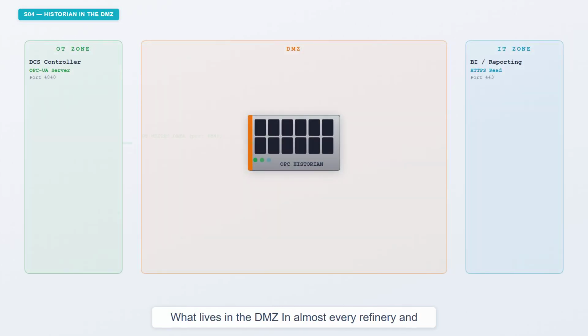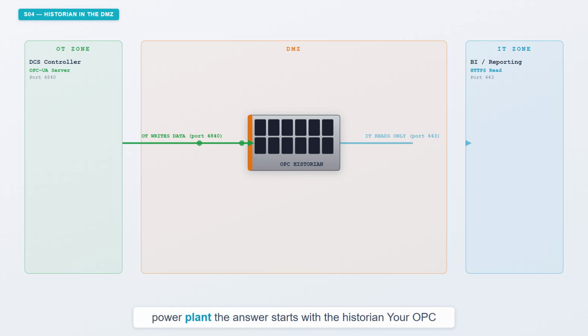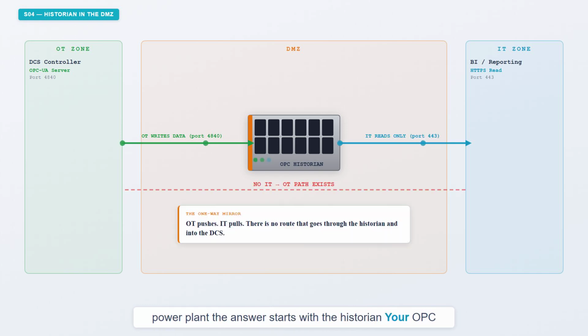What lives in the DMZ? In almost every refinery and power plant, the answer starts with the historian. Your OPC historian, whether it is PI Server, Wonderware, or Exaquantum, lives in the DMZ. The DCS pushes process data up to the historian using OPC or IEC 61850. The corporate BI systems read from the historian over HTTPS. Notice what does not happen. IT never needs a connection that goes through the historian and into the DCS. IT reads from the historian. The historian is a one-way mirror. OT writes. IT reads. There is no path through.